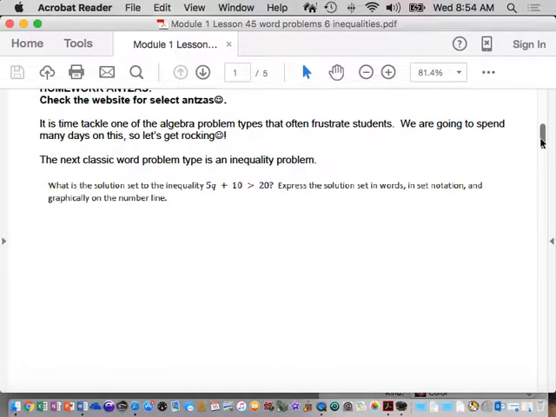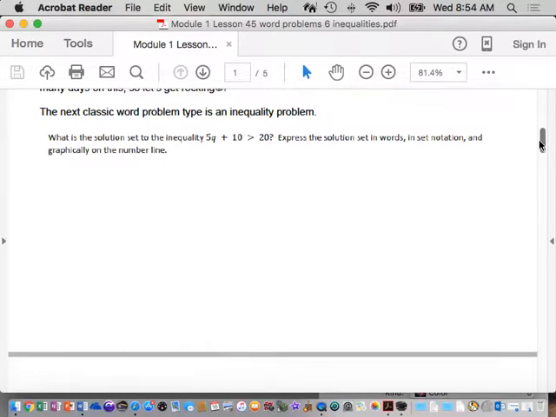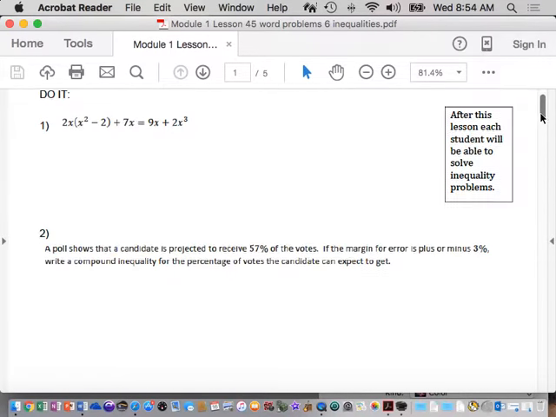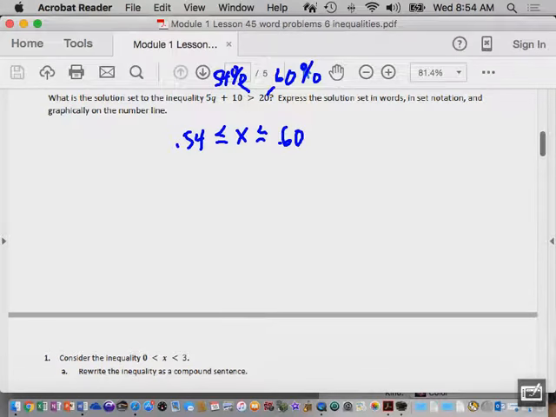No time for the homework today, I apologize. Time to tackle one of the algebra problems that often frustrates students. We're going to spend many days doing this, so let's get rocking. The next classic word type problem is an inequality. So, let's solve this guy. And we've already talked about a few things today that'll set it up.